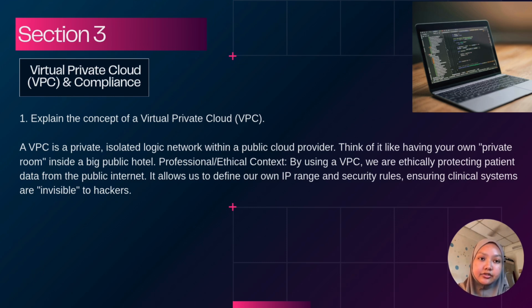Next is section 3. Section 3 is virtual private cloud (VPC) and compliance. The first question is explain the concept of a VPC. A VPC is a private, isolated logical network within a public cloud provider. This is like having your own private room inside a big public hotel. In a professional or ethical context, using a VPC ethically protects patient data from the public internet. It allows us to define our own IP range and security rules, ensuring clinical systems are invisible to hackers.